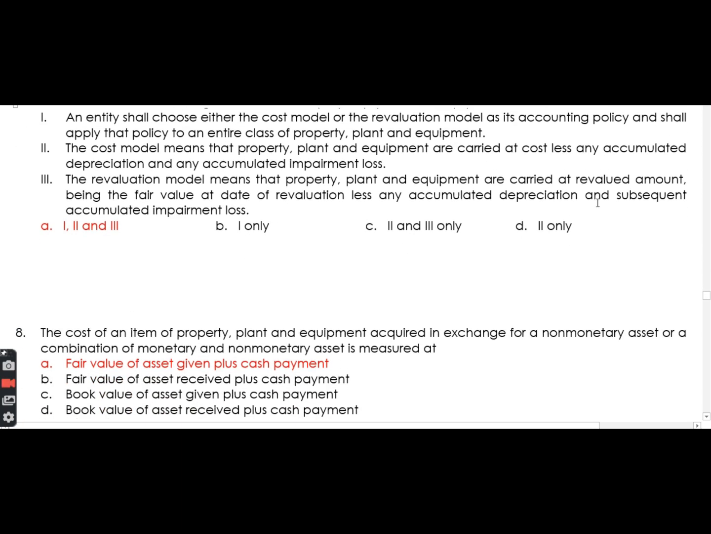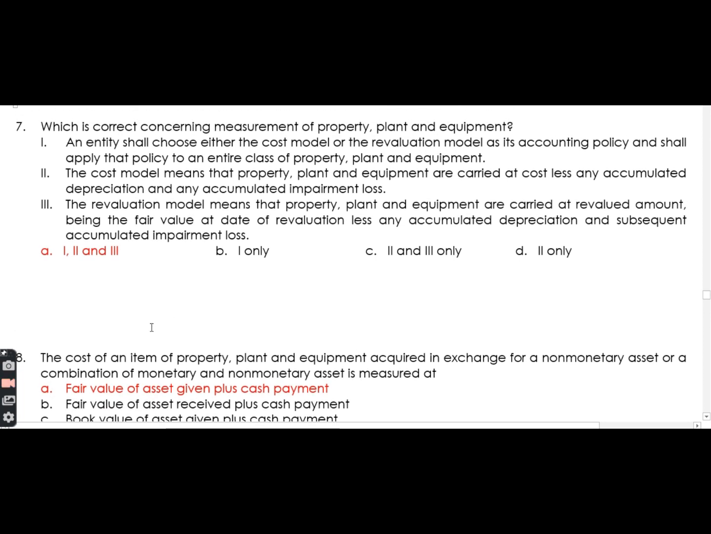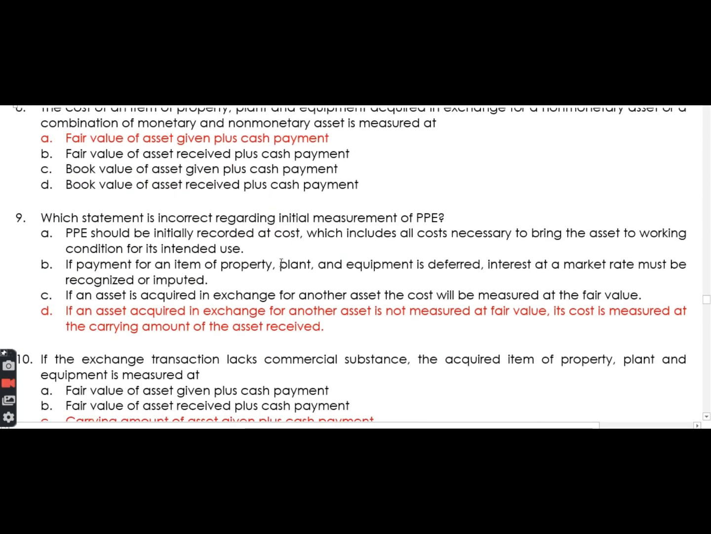Next, number 7. Which is correct concerning measurement of property, plant, and equipment? First statement, an entity shall choose either the cost model or revaluation model as accounting policy and shall apply that policy to an entire class of property, plant, and equipment. Correct yun. The cost model means the property, plant, and equipment are carried at cost less any accumulated depreciation and any accumulated impairment loss. Tama din yun. The revaluation model means that the property, plant, and equipment are carried at the revalued amount, being the fair value at date of revaluation, less any accumulated depreciation and subsequent accumulated impairment loss. Correct din yun. So, ang sagot 1, 2, and 3. Next, number 8.